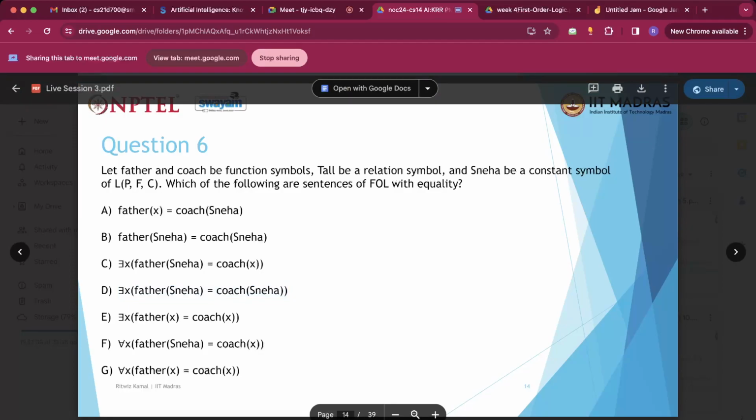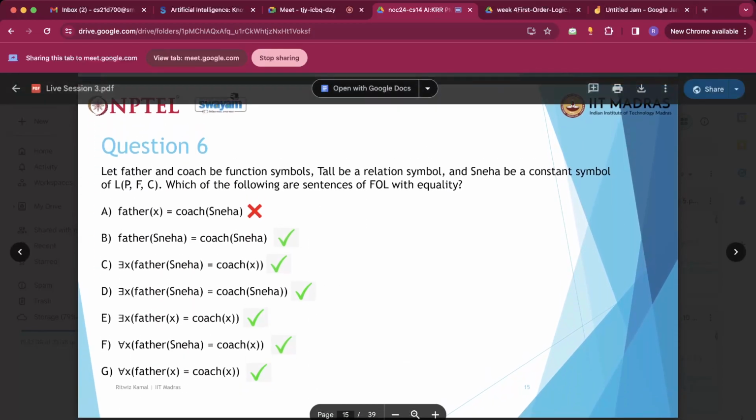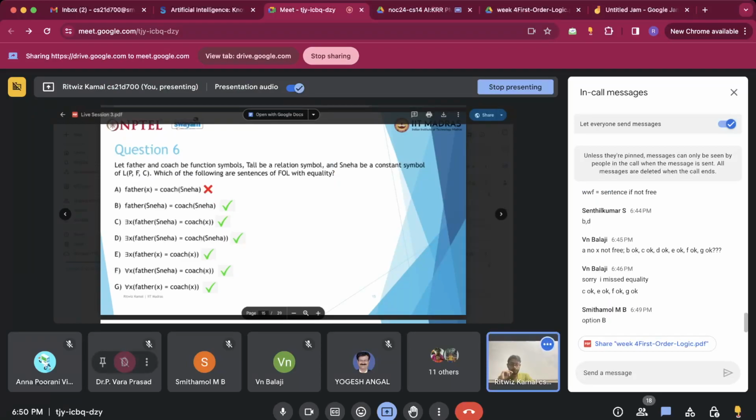Similarly, option E is also a proper sentence with equality, because this also has a variable which is quantified, within the scope of the existential quantifier. Same holds true for options F and G. So for this question, except option A, all of the other options are correct. I'll let you go through these answers maybe for a minute or so to convince yourselves, and then we can move on to the next questions.